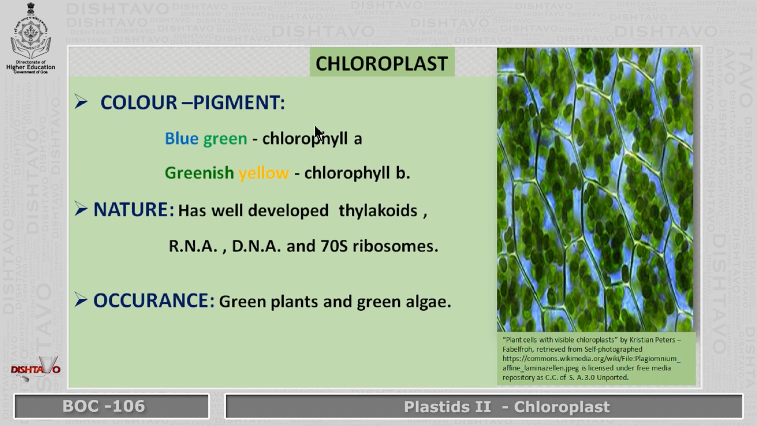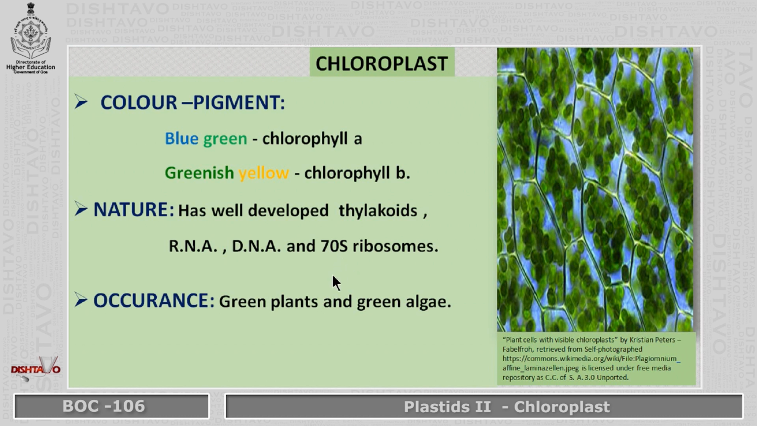Now, if we see the chloroplast, we find there is a green pigment, which may be bluish green, called chlorophyll A, or greenish yellow, which is chlorophyll B. Besides, other pigments may be present. The chloroplast is a well-developed cell organelle. It has thylakoids, RNA, DNA, and 70S ribosomes. When we say 70S, we have to remember that the cytoplasm has ribosomes which are much larger, that is 80S.